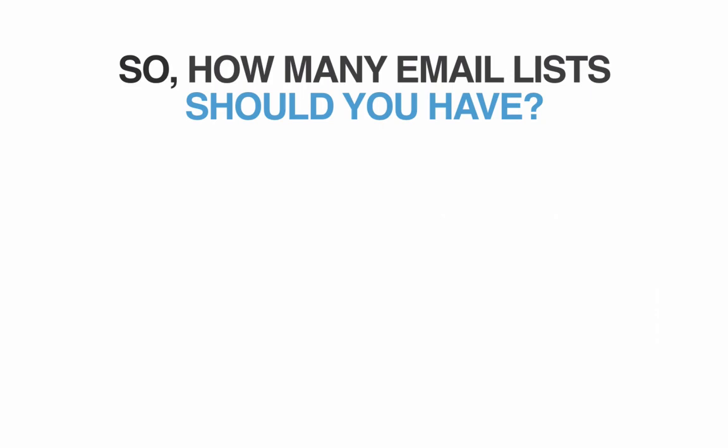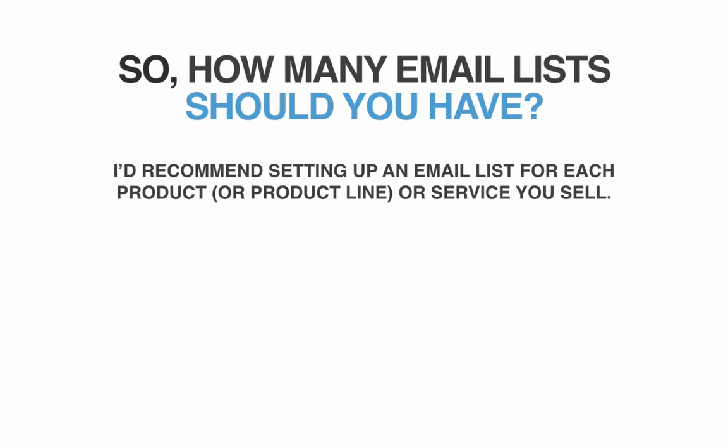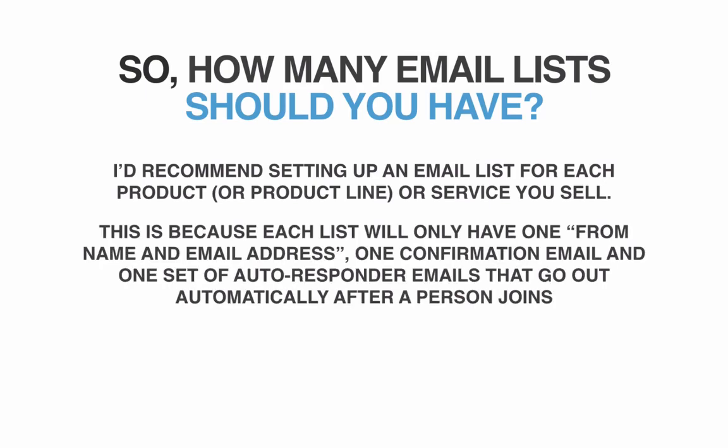So then the big question comes up, Craig, how many email lists do I need? Here's what I'd recommend. I'd recommend setting up an email list for each product or product line or service that you sell. The reason is because each list will only have one, like I said before, one from name and one from email address, one confirmation email, and one set of autoresponder emails that go out automatically after a person joins. Really, the main part of this point I want to highlight is that last one. It has one set of autoresponder emails.